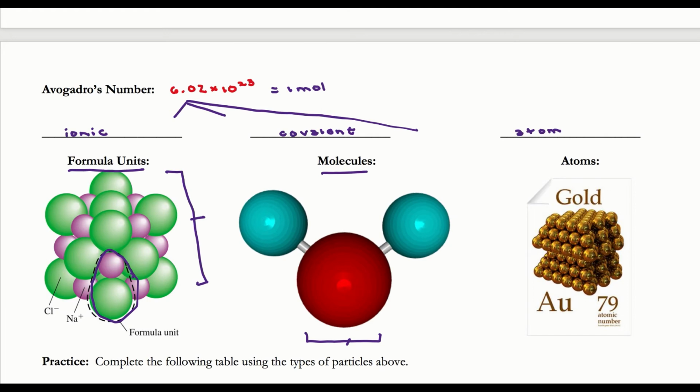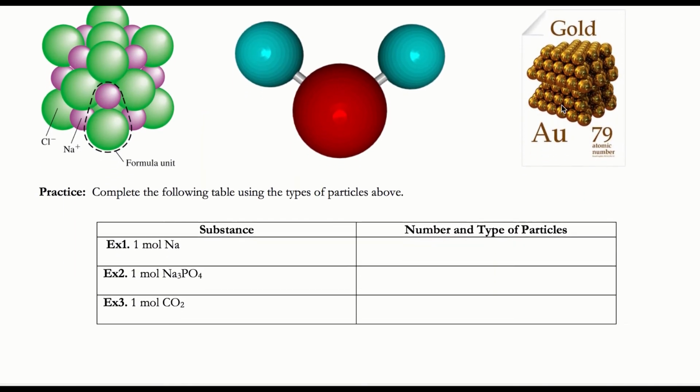And so by saying formula unit, we are noting that it is in a crystalline structure, while with a molecule, you can have individual molecules that are floating around separately. So let's practice with this.